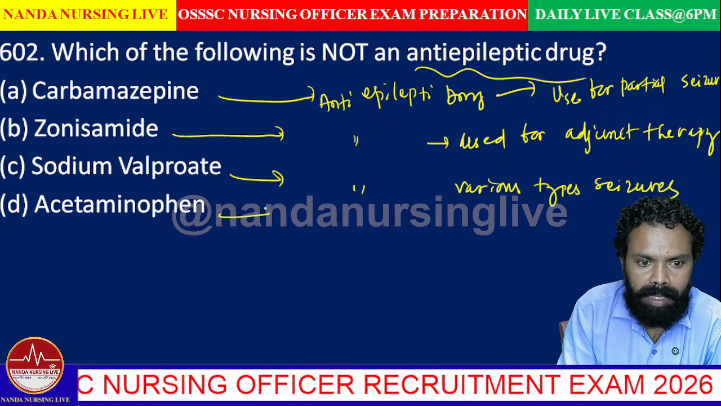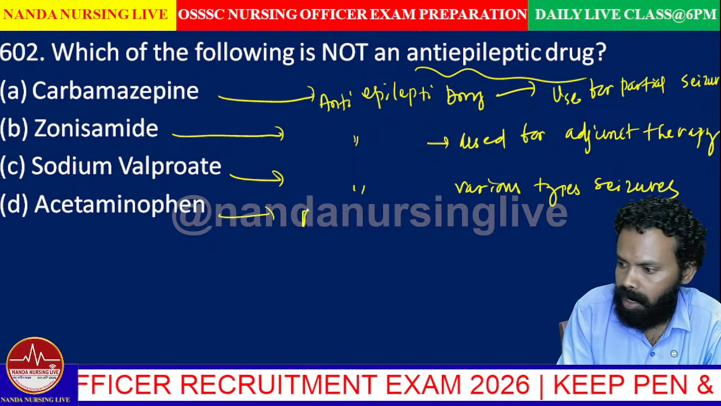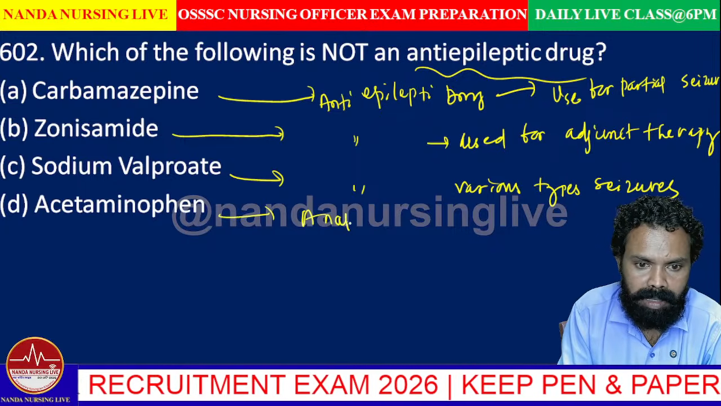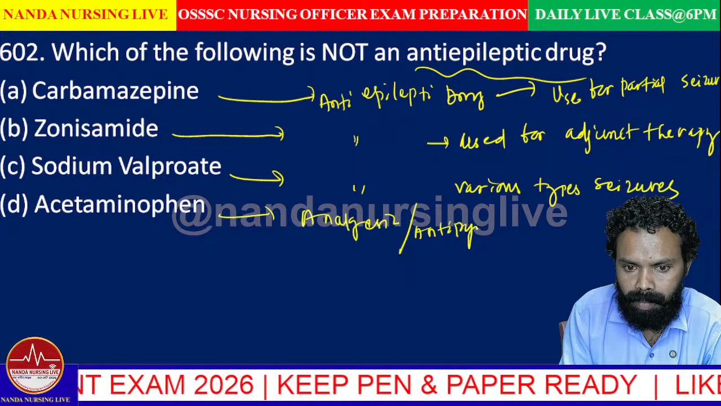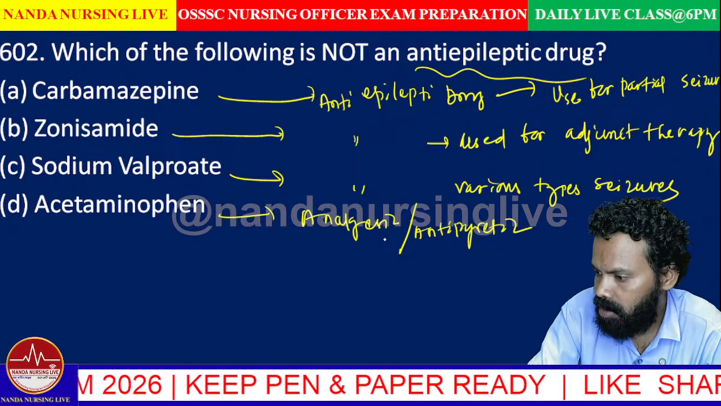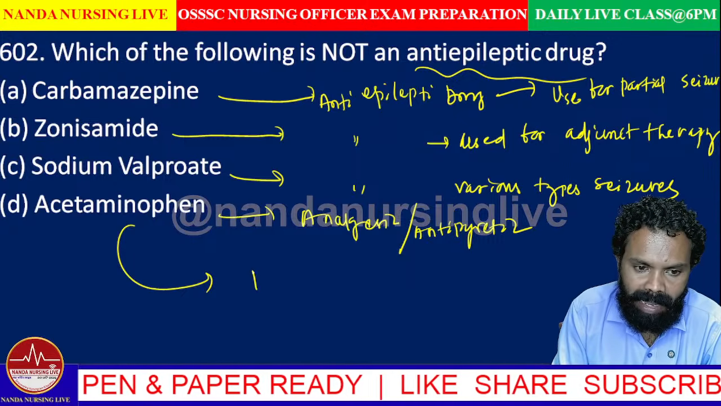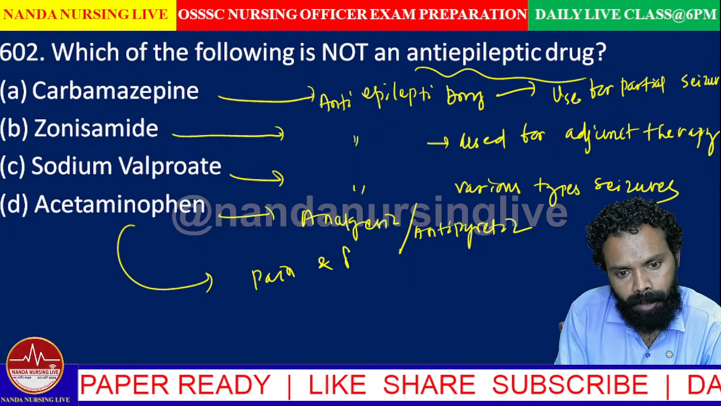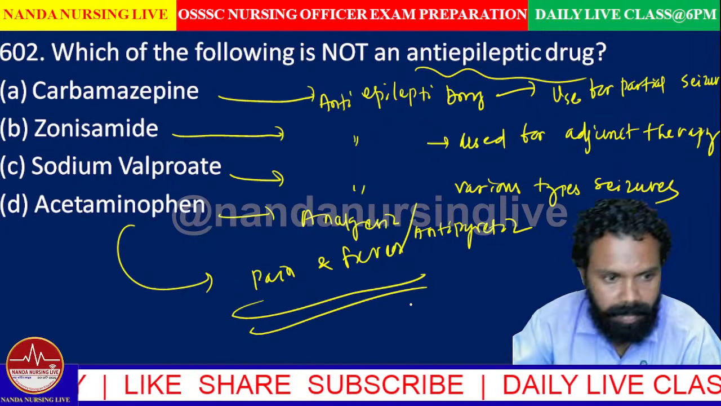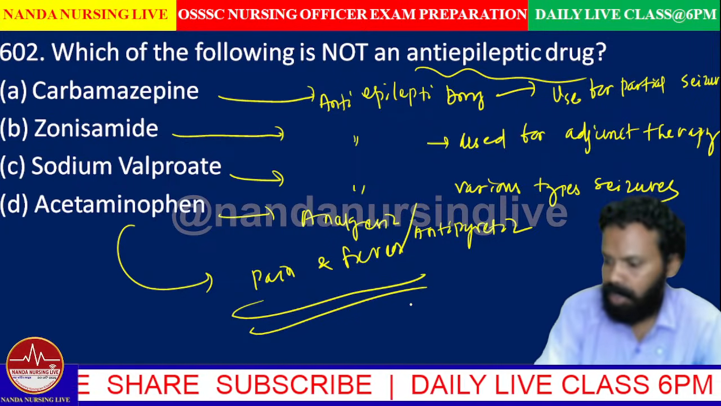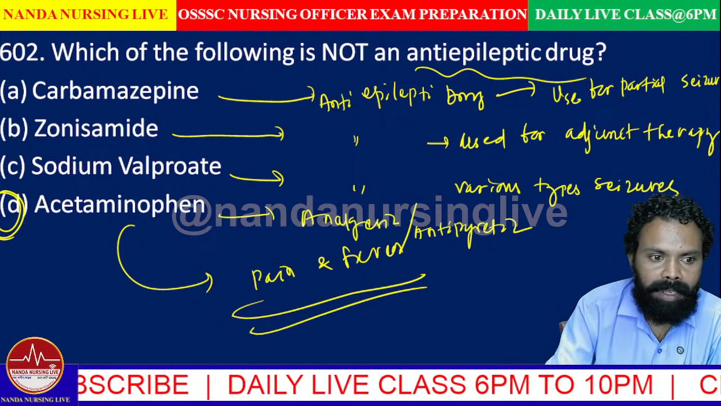Acetaminophen, this is not an anti-epileptic. This is an analgesic and antipyretic, and this is used for pain and fever. So which option is the correct answer? So correct answer is option D. Option D, this is not an anti-epileptic drug.